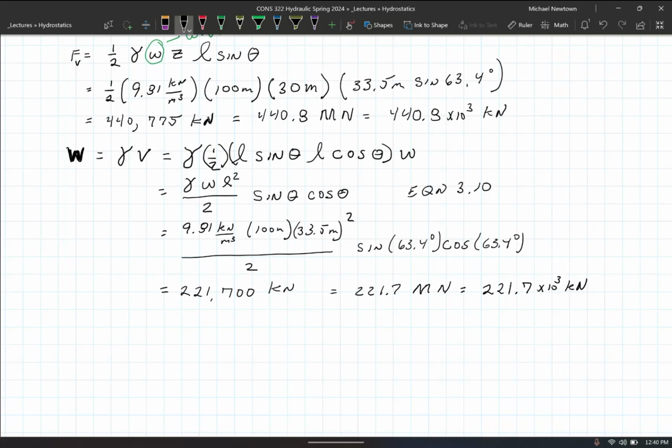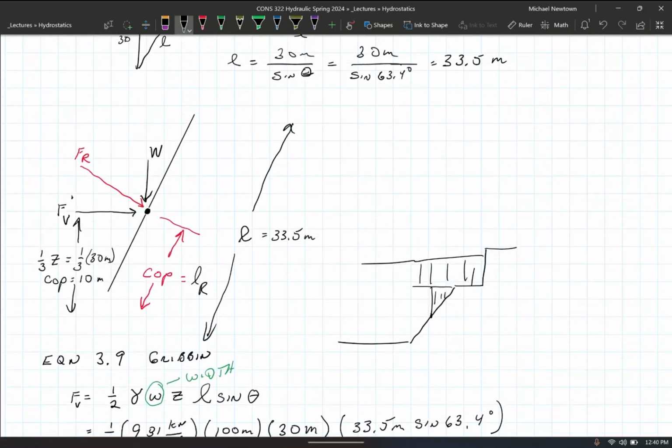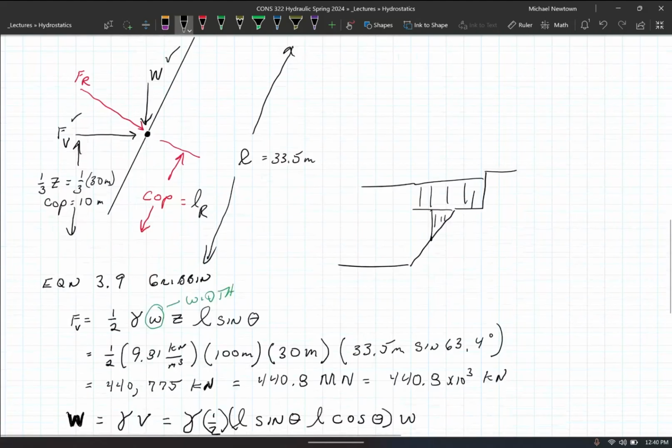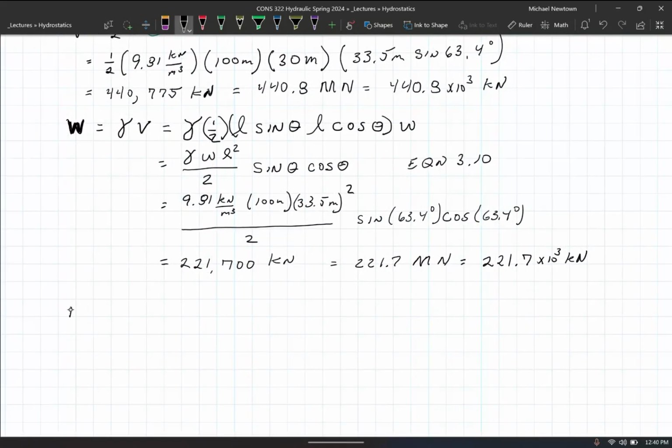Now that we have our 2 weights, let's go back up and review the free body diagram. So we know that one, and we know that one. Okay, that's supposed to be a check mark, not a V. Okay, how do we find FR? FR is equal to the square root of FV squared plus W2.